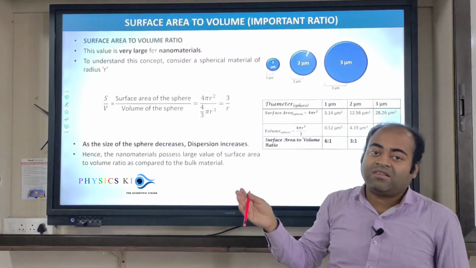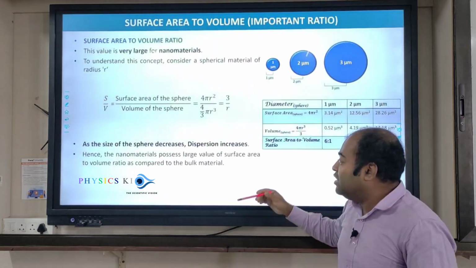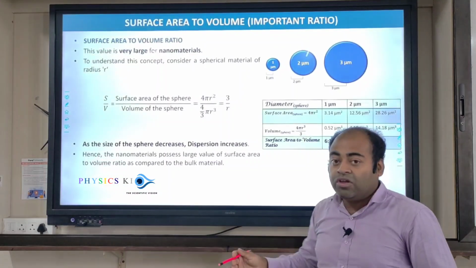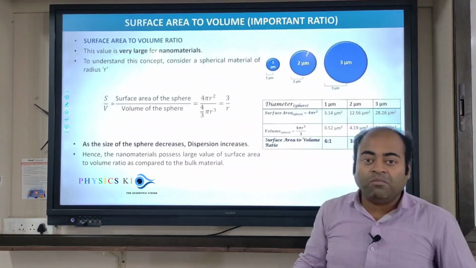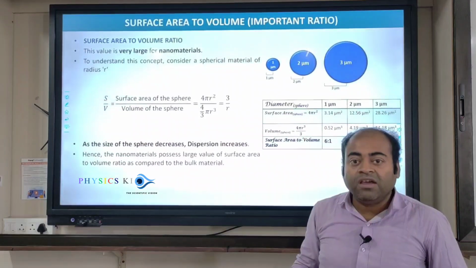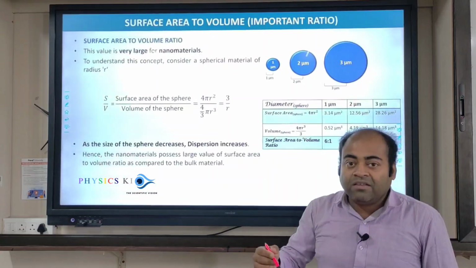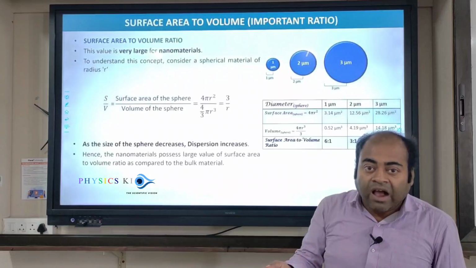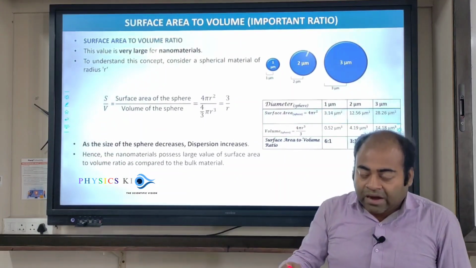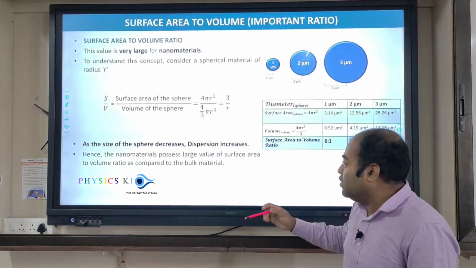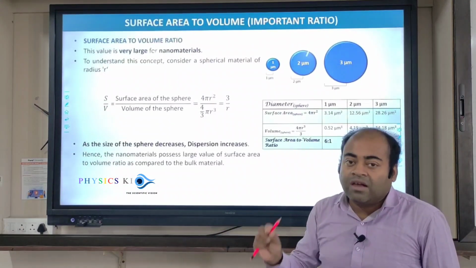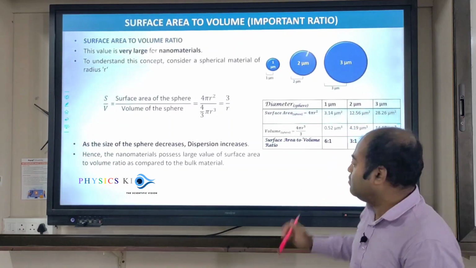will increase. And due to this increment in the surface area to volume ratio, more exposed surface means more surface reactivity, more catalytic activity, and also the materials can show other enhanced surface effects like microbial activity, and also some speeding up of reactions in which the nanoparticles are used as catalysts.